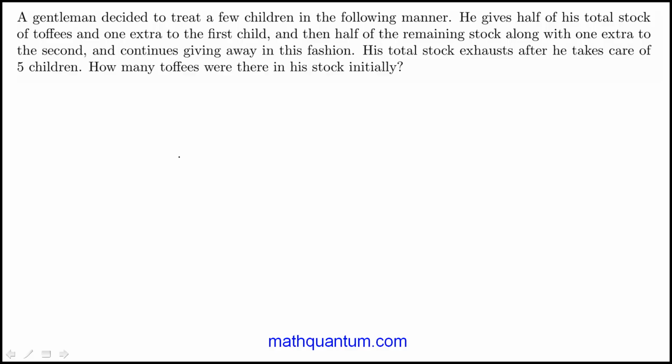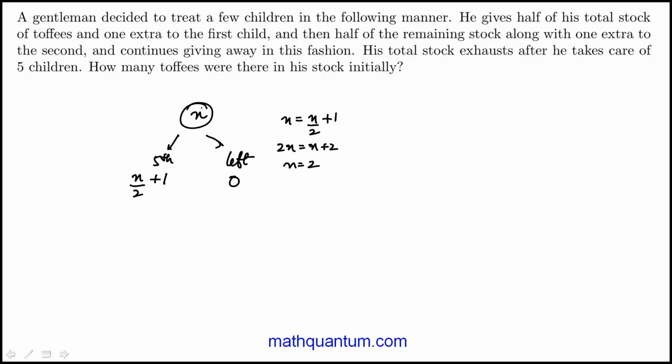So the easiest way to do this question is to start from the back, which means if the fifth student gets some amount, then what's left is 0. So that means if this pile was n, this fifth child would get n over 2, half of this, plus 1, and we have to have 0 left, which means the condition is n must equal n over 2 plus 1. If you multiply both sides by 2, you'll get n is 2, and that makes sense.